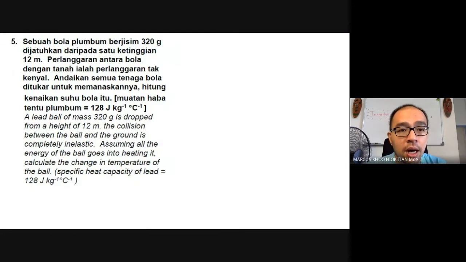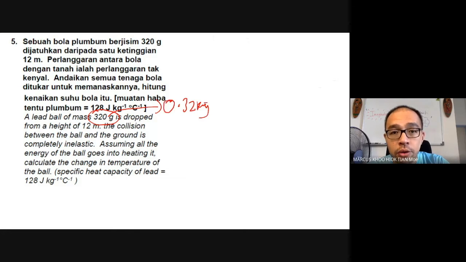Question number 5. A lead ball of mass 320 grams. When you see this, immediately convert to become 0.32 kilogram. No need to think. We want to use standard form, so we never use gram; we always use kilogram. It's dropped from a height of 12 meters. Situation where the ball drops. If the ball is dropped, then we're talking about mgh, potential energy, equals mc theta. Assuming that all the energy of the ball goes into heating the ball, meaning the potential energy changes to become heat energy, calculate the change in temperature.